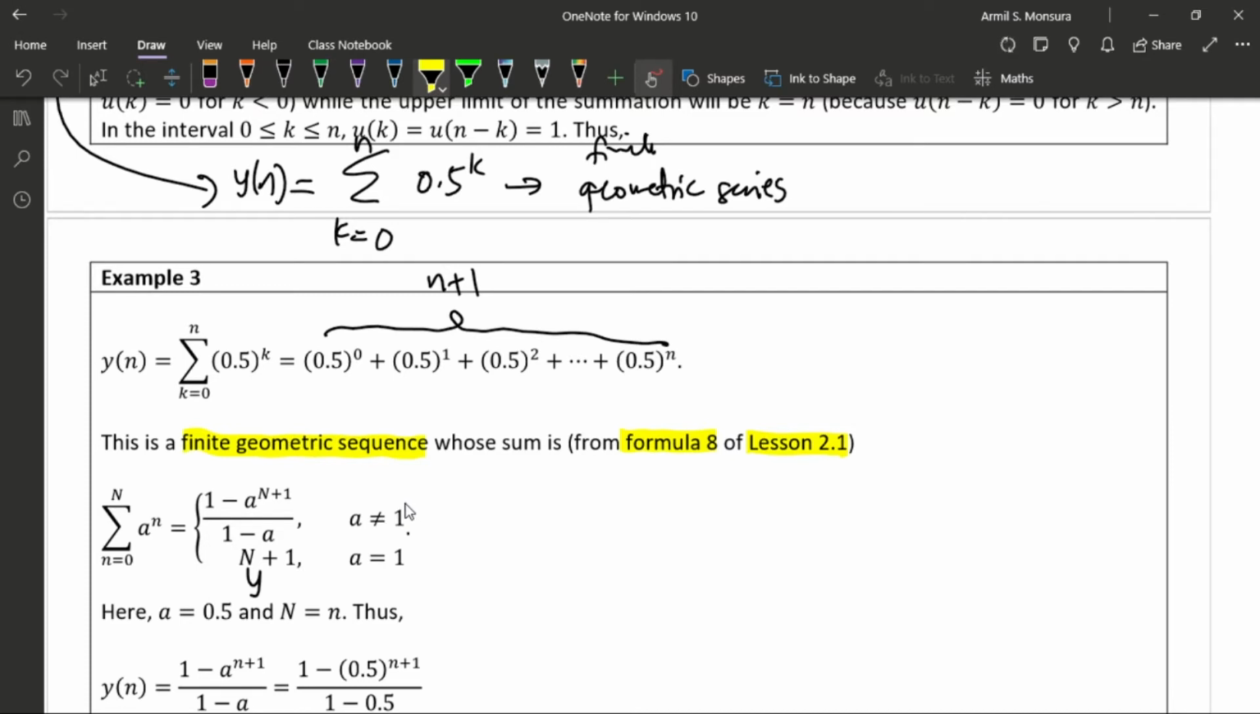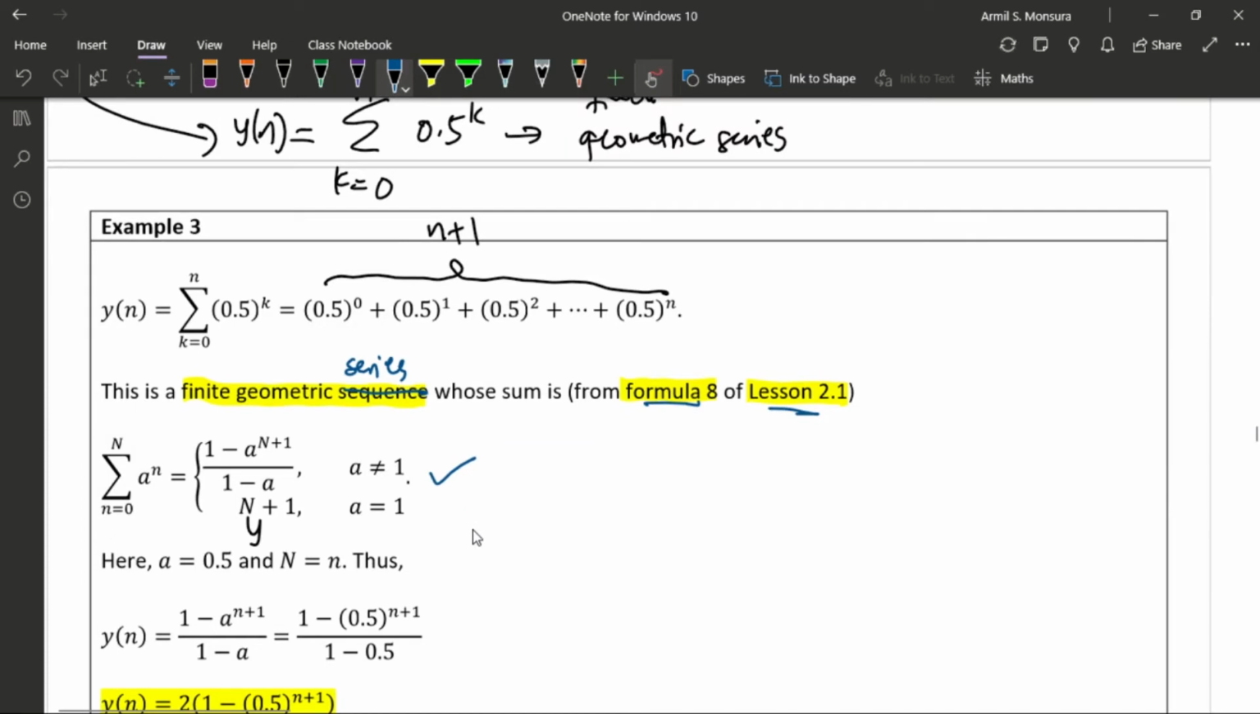Again, if you would be looking for formulas for sums of geometric series, it is in lesson 2.1, formula 8. So this is the sum of our finite geometric series, given that the base, your a, is not equal to 1, or when it is equal to 1.